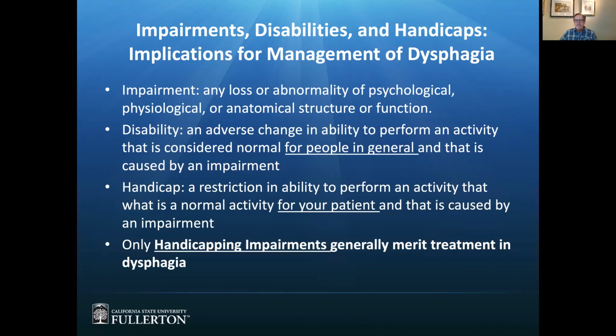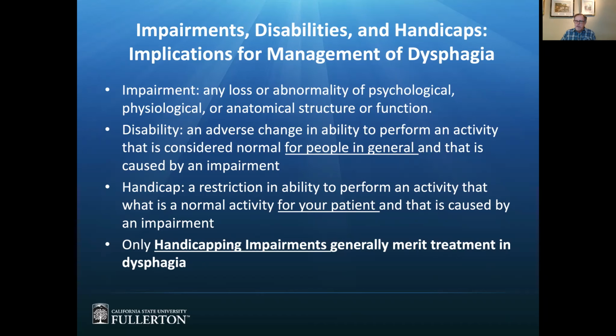Okay, so now what's a disability and what's a handicap? A disability is any adverse change in ability to perform an activity that is considered normal for people in general that is caused by an impairment. So you're looking at the impairment and then you're saying, well, does this change them compared to other people? Compared to other people. And then the handicap is in reference to that person.